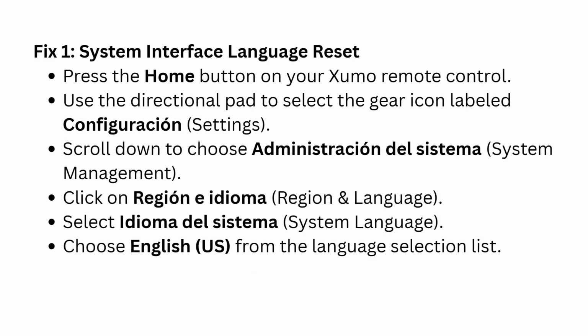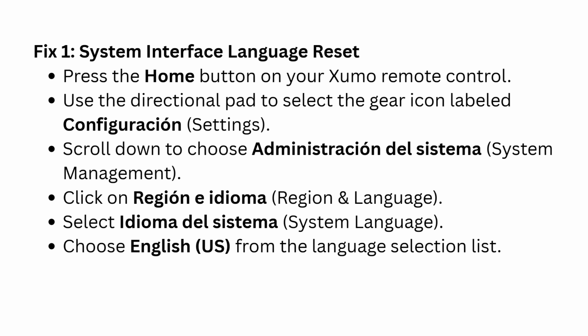Press the home button on your Xumo remote control. Use the directional pad to select the gear icon labeled as configuration at your settings. Scroll down to choose the administración del sistema. This is your system management.